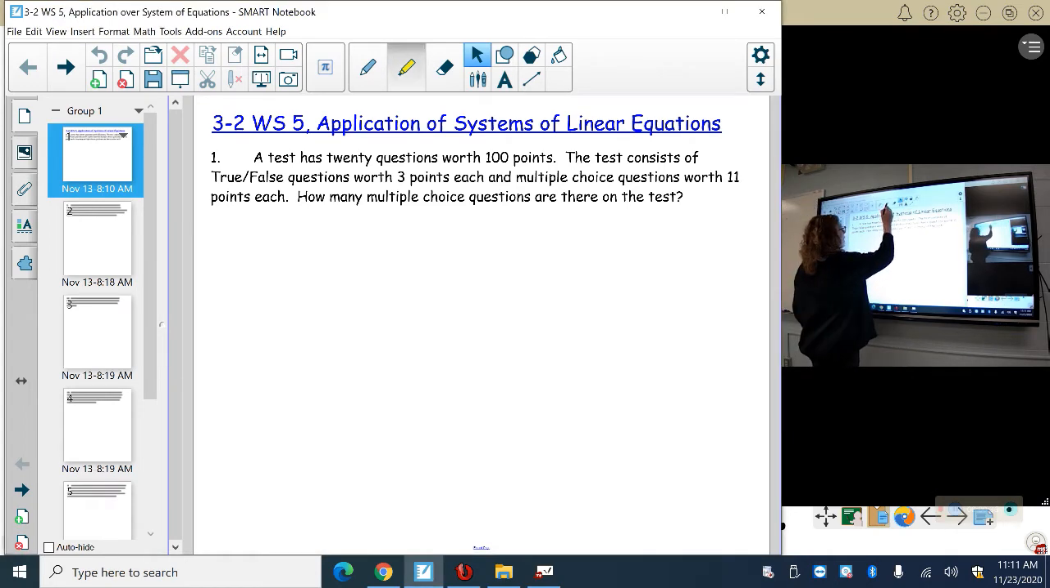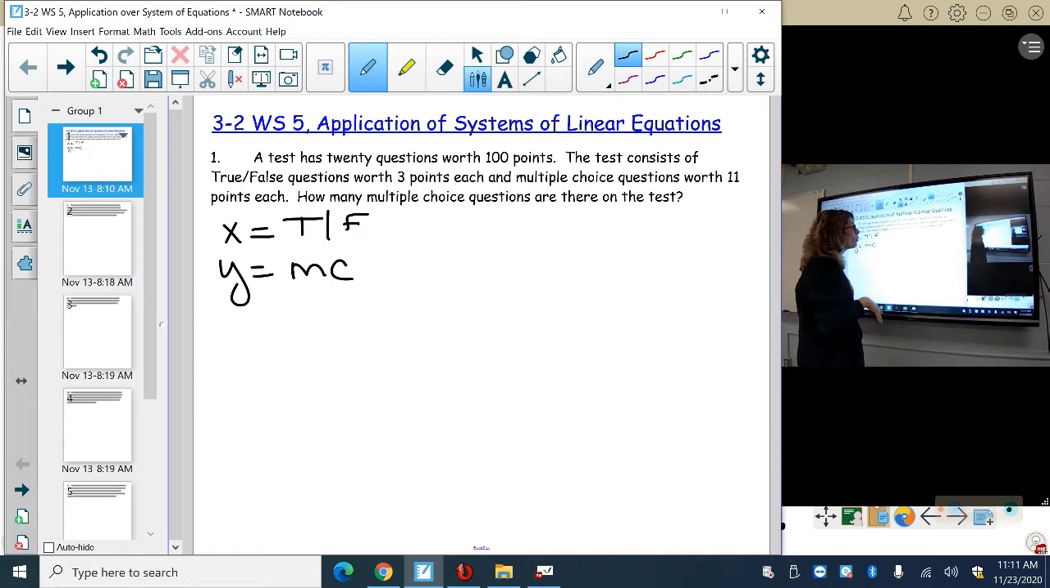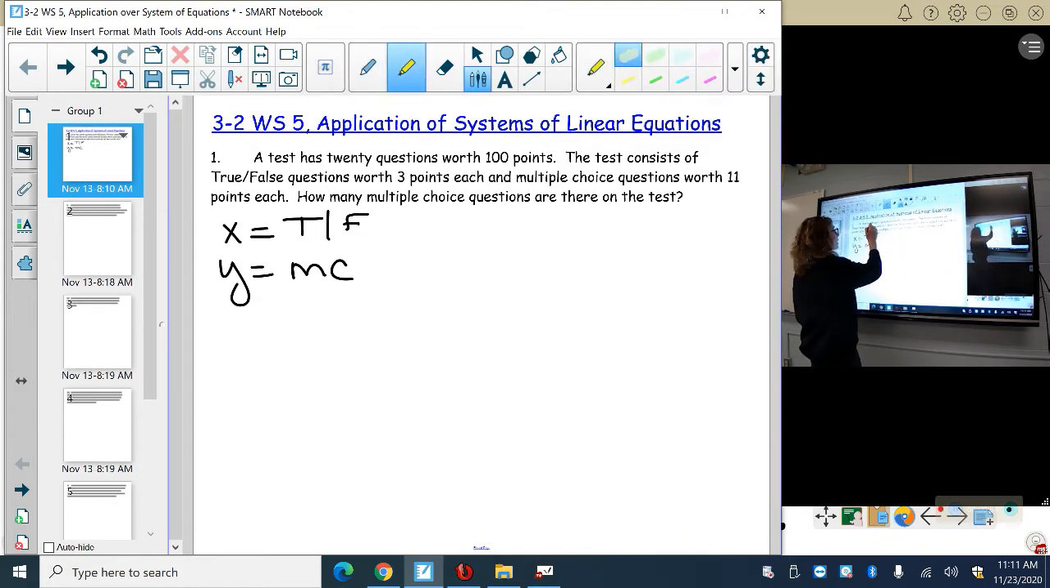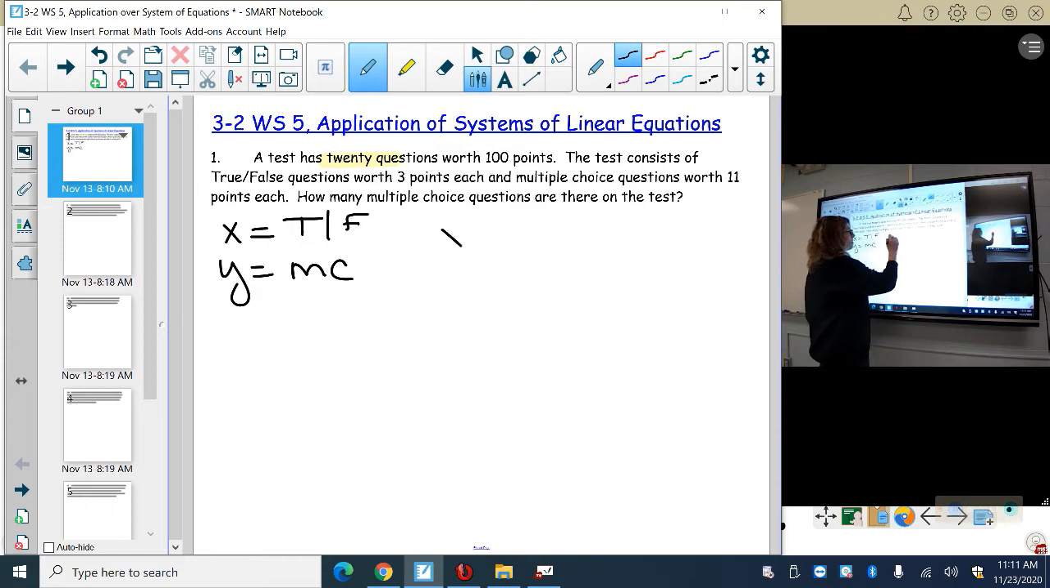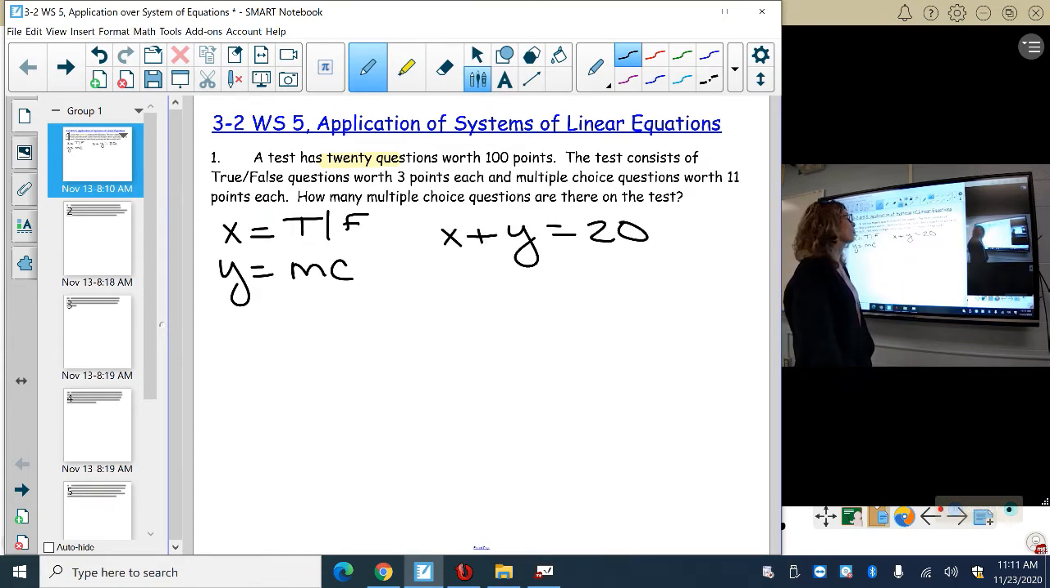So we are going to say x is equal to your true and false questions and y is equal to your multiple choice questions. Now, if I were to pile up all my multiple choice questions and pile up all my true and false questions and add those two piles together, that's going to equal the total number of questions on the test. So x plus y has to equal 20 questions on the test.